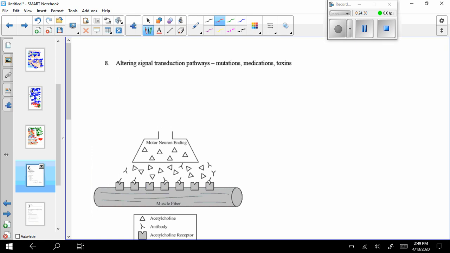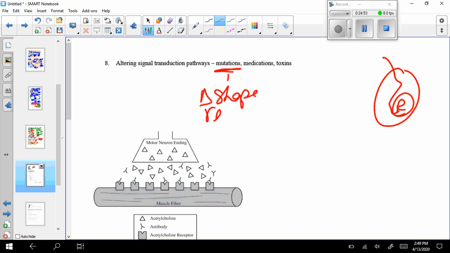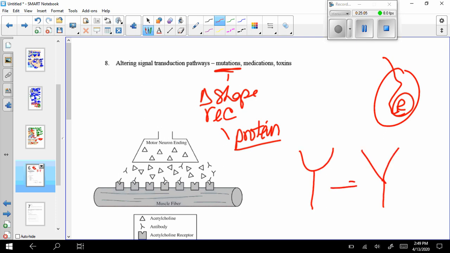Altering signal transduction pathways. So if you have this pathway, boom, boom, boom, and you get this response, and that's normal in your body, what could make it go wrong? So a mutation can change the shape of the receptor, because the receptor is a protein. So if you alter the DNA, you will alter the protein that you make. So if your receptor used to look like this, and then it is altered and it looks like this, it might not work anymore. This is not going to fit in this space anymore, so it doesn't work.